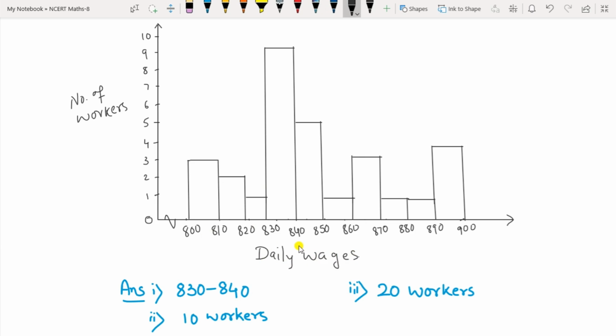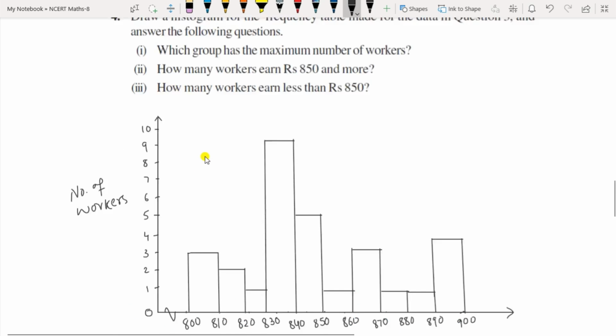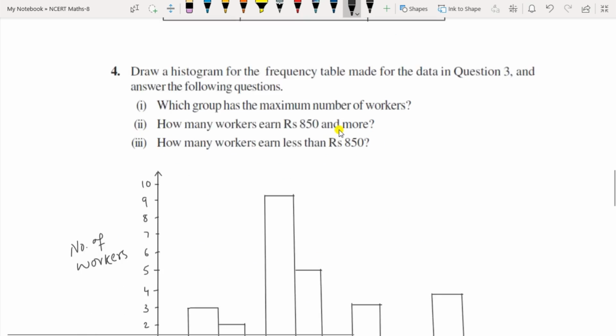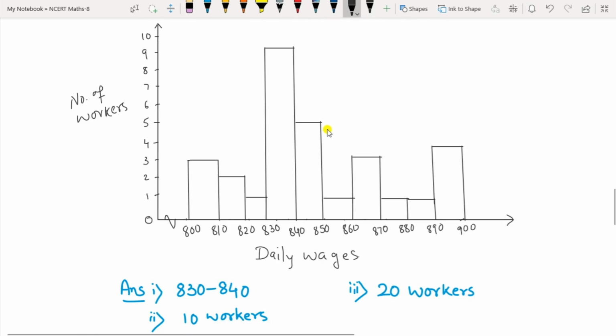Okay, so now plot the graph from 800 to 810. We have seen in the tally marks that from 800 to 810 there were 3 people. From 810 to 820 there were 2 people. So go on marking like that and draw the graph. And this is called a histogram because it is a continuous graph.